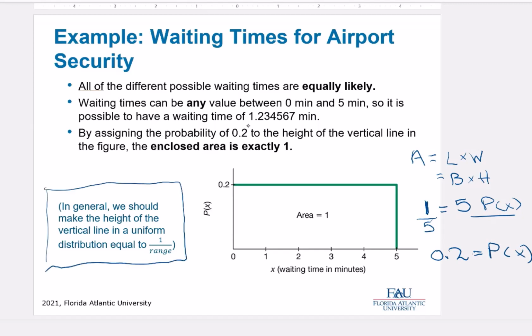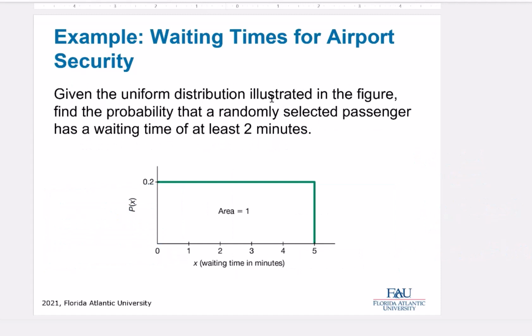In general, we should make the height of the vertical line, or the probability, in a uniform distribution equal 1 over the range. Given the uniform distribution illustrated in this figure, find the probability that a randomly selected passenger has a wait time of at least 2 minutes. We're saying it's anywhere between 2 minutes and 5 minutes. We're looking for this area. At least 2 minutes is 2 or more.